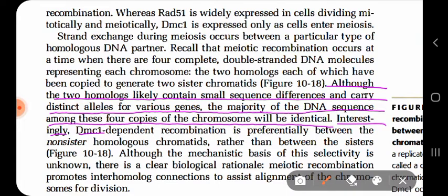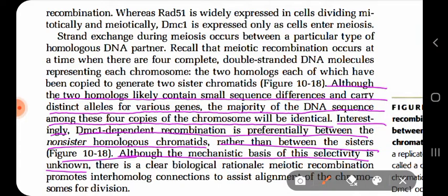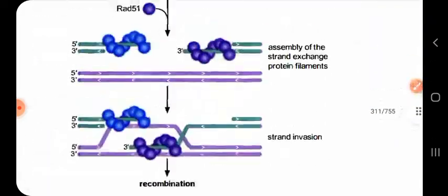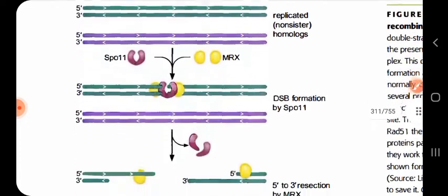Interestingly, DMC1-dependent recombination is preferentially between the non-sister homologous chromatids rather than between the sister chromatids. So between the sister chromatids, DMC1 will not recombine; rather, it will try to recombine between the non-sister homologous chromatids. Although the mechanistic basis of this preference is not known, there is a clear biological rationale. Meiotic recombination promotes interhomolog connections to assist alignment of the chromosomes for division. So in this way, the whole meiotic recombination occurs.